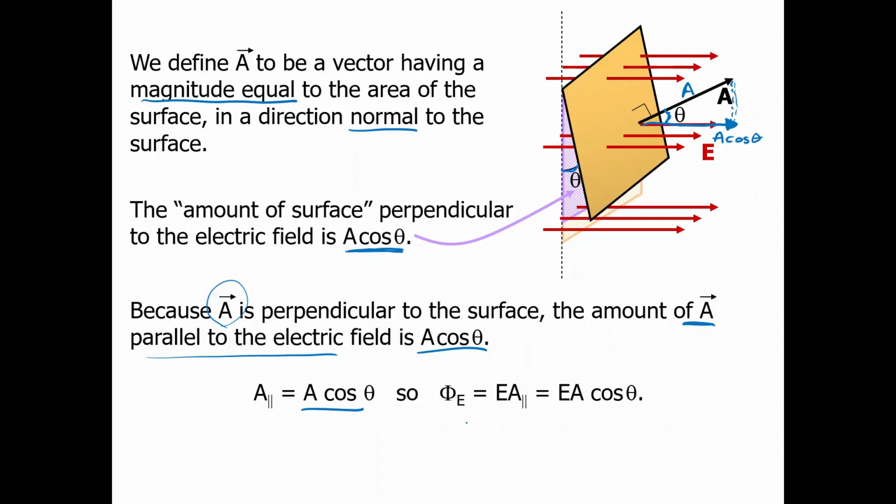So our flux is not actually based on A in this case. It's based on E A parallel, because only the portion of the field that is parallel to A is going to contribute. So we end up with our flux being E A parallel, which is going to be E A cosine theta. Now, if you were to take a calculus-based course, we would introduce the dot product at this point, which would be E dot A, and our flux is equal to E dot A.